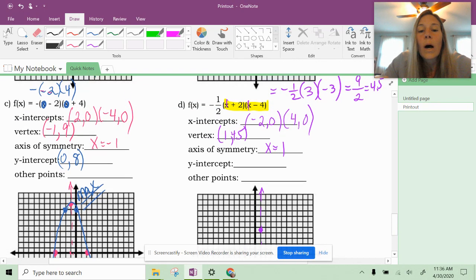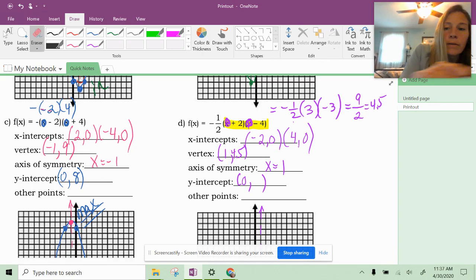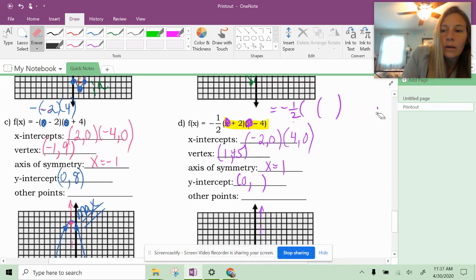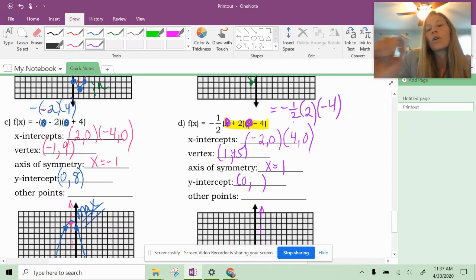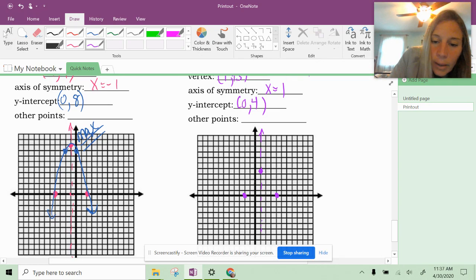Now to find my y-intercept, you're plugging in 0 for these two x's. So this time, when I plug in the zeros, I have -1/2, and then this is going to be a 2 times a -4. So that ends up being +4. So (0, 4) is my y-intercept, which is right there. And then on the other side of the axis of symmetry, I can do a corresponding point, and my parabola goes like this. So my vertex is a maximum.